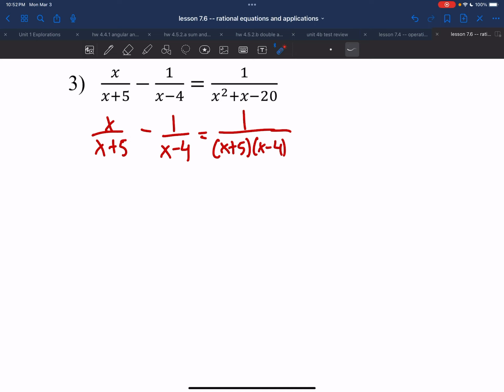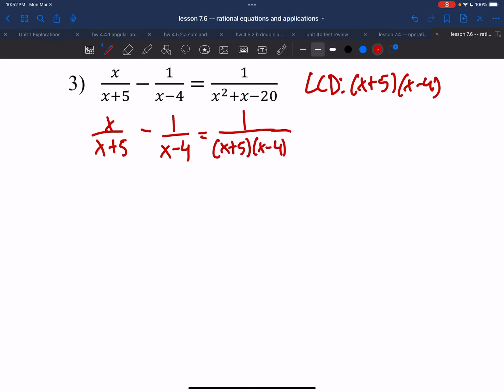Okay, so I've set this up, and I just went ahead and factored this pretty automatically. It's negative 20 and positive 1. So what works? 5 and negative 4, right? That's why I have my factors, x plus 5, x minus 4. So I've already factored it, and I identify the LCD as x plus 5 times x minus 4, which is also present in that other denominator.